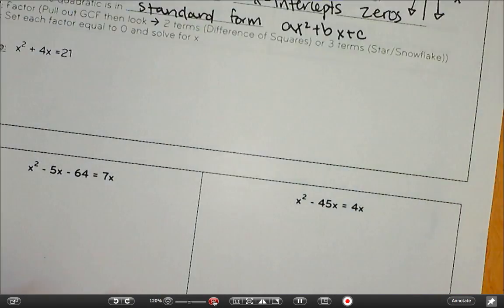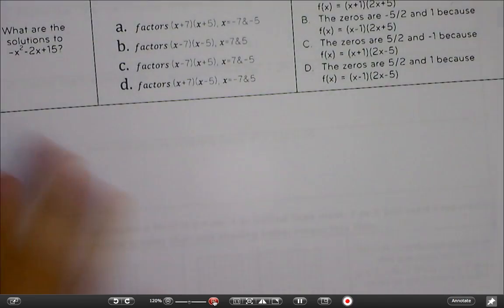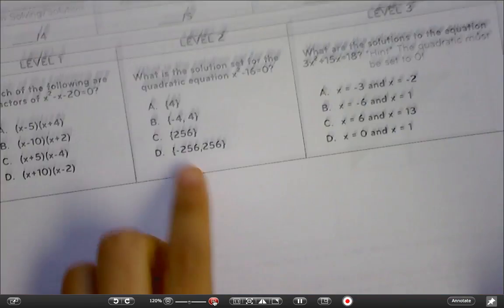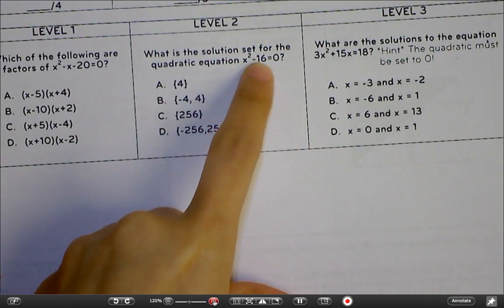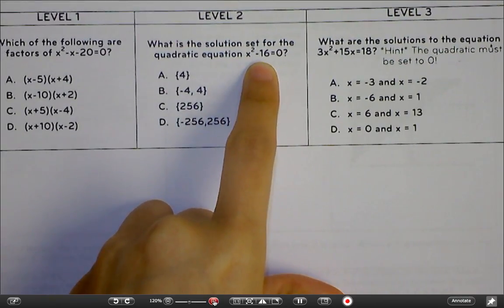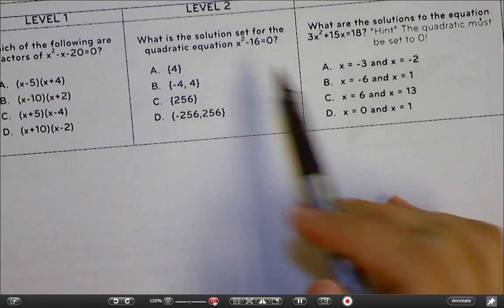Okay, if you take a look at your problem of the day, go ahead and solve, oops, wrong one, problem of the day. I want you to go ahead and solve for level 2. Here's a hint. Take a look at this. How many terms do you have? Make sure you use the correct method in order to factor that.